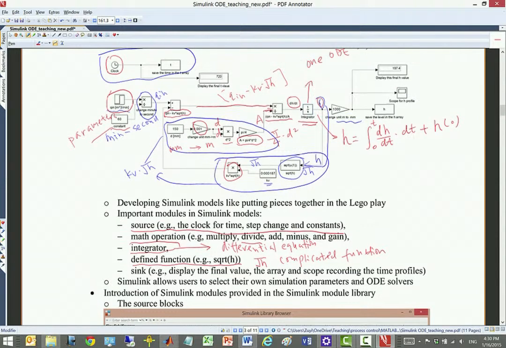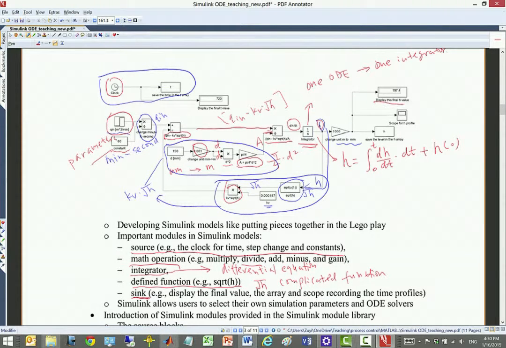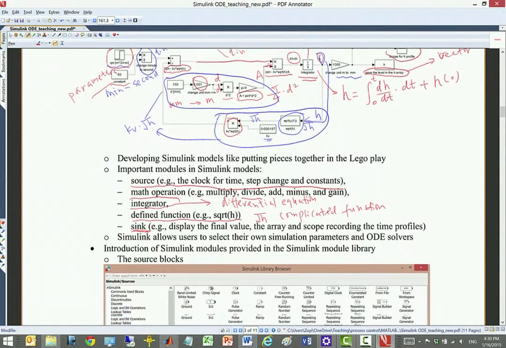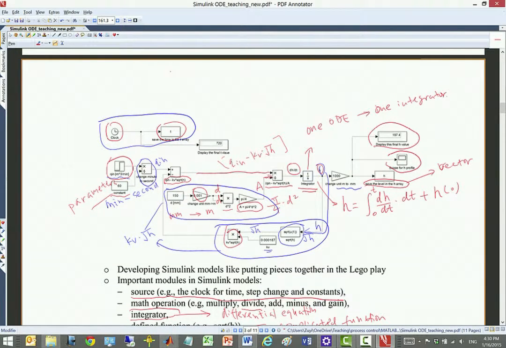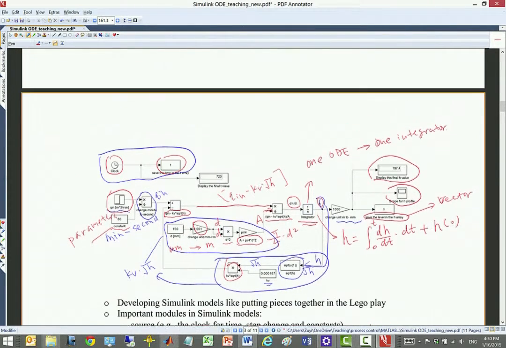Also, we need to record the data or display the output profile, right? So we have the sink here. For example, we could display the final value. You can use scope to see the time profile. You also can save the profile into an array, so this is a vector, and then we could plot the profile with the time. This is a time vector, right? These are the modules we use for this example.